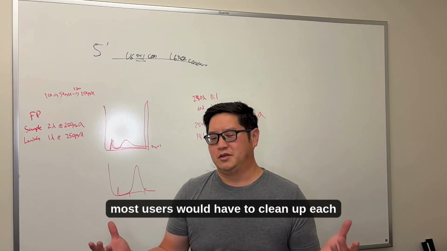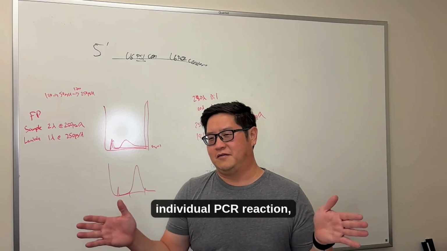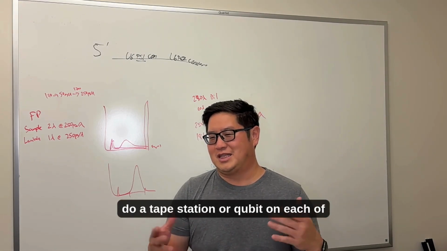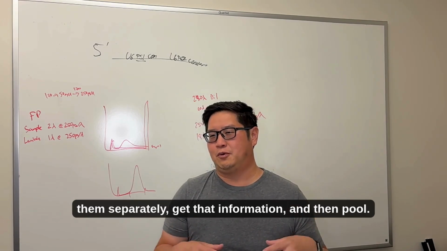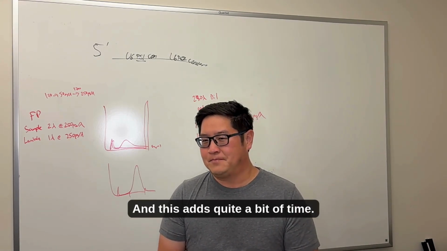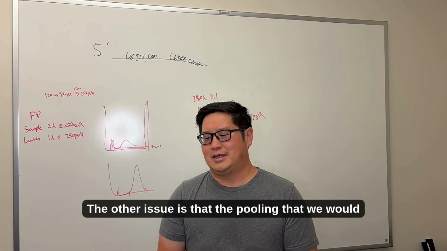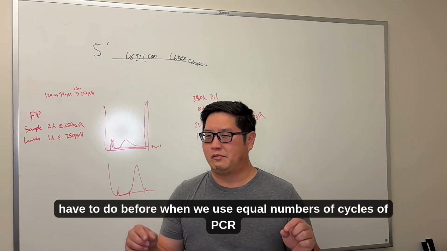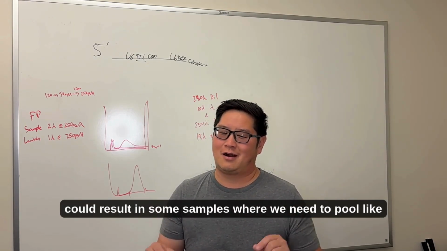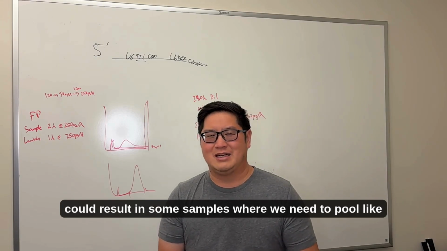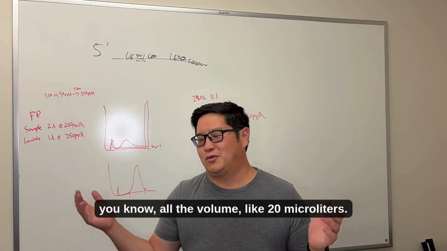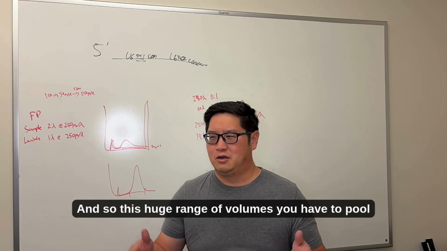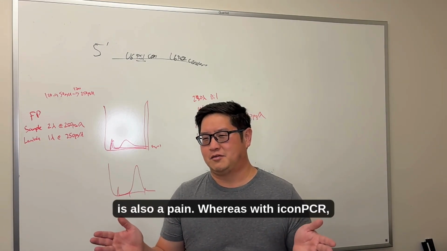So in the past, most users would have to clean up each individual PCR reaction, do a TapeStation or Qubit on each of them separately, get that information, and then pool. And this adds quite a bit of time. The other issue is that the pooling that we would have to do before when we use equal numbers of cycles of PCR could result in some samples where we need to pool like 0.2 microliters and other samples, all the volume, like 20 microliters. And so this huge range of volumes you have to pool is also a pain.